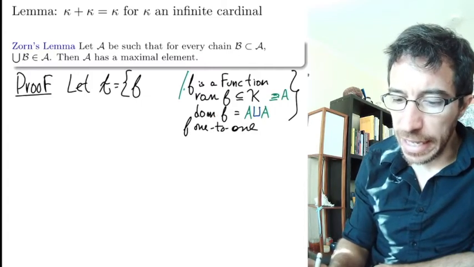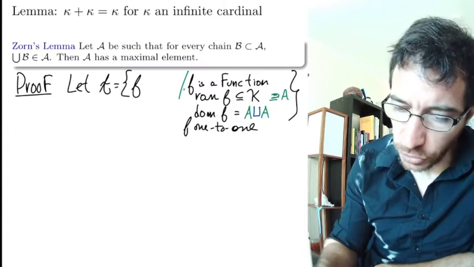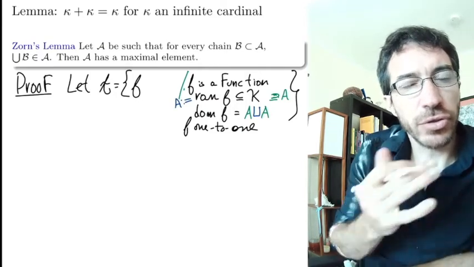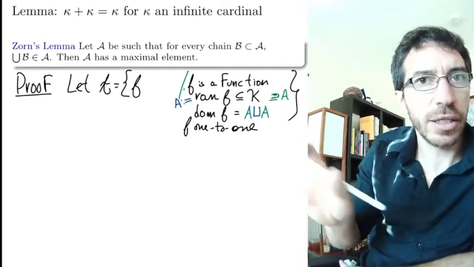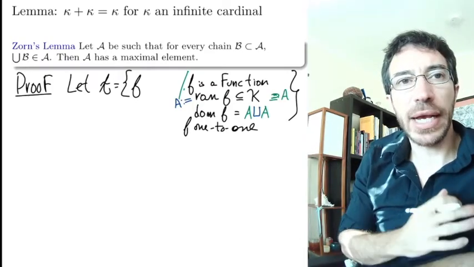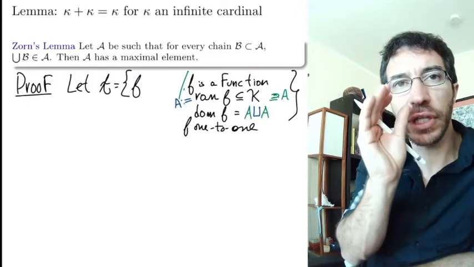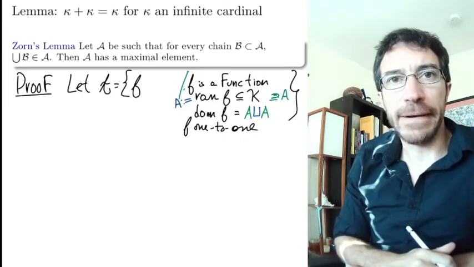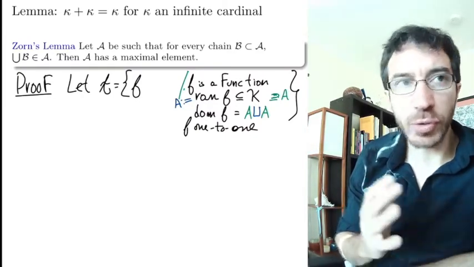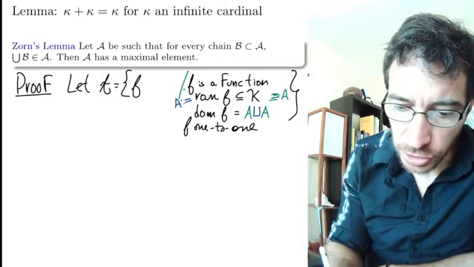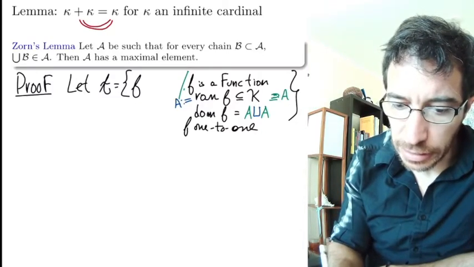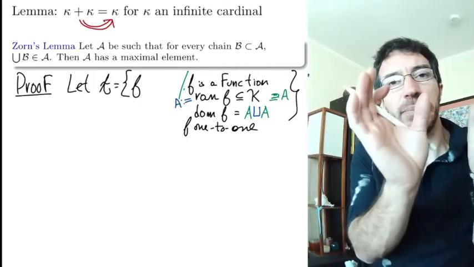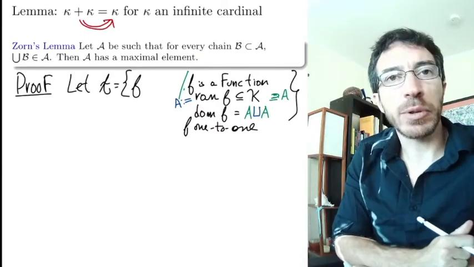So we're going to let A be this range, which depends on the function. Each function in the collection will have a different range, so a different A. But we ask the domain to be the disjoint union of the range twice, so it has two copies of the range in the union. Because what we are looking for essentially is a bijection between kappa disjoint union kappa, two copies of kappa, and one copy of kappa. That's what we're looking for.